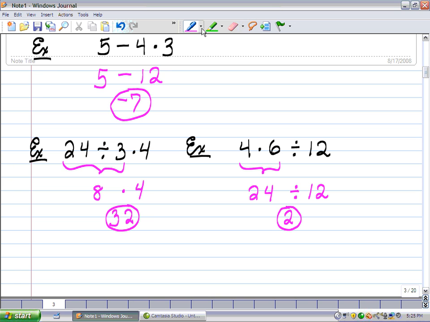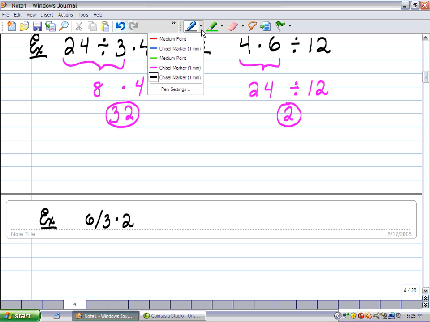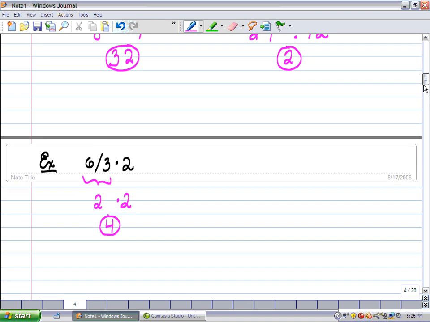Sometimes instead of seeing a division sign written this way, you will see it written with a slash. It's often the way it will be done in your calculator. So 6 divided by 3 times 2. That's in order from left to right. So I'm going to do the 6 divided by 3 first, which is 2. And 2 multiplied by 2 is 4. So my answer is indeed 4.